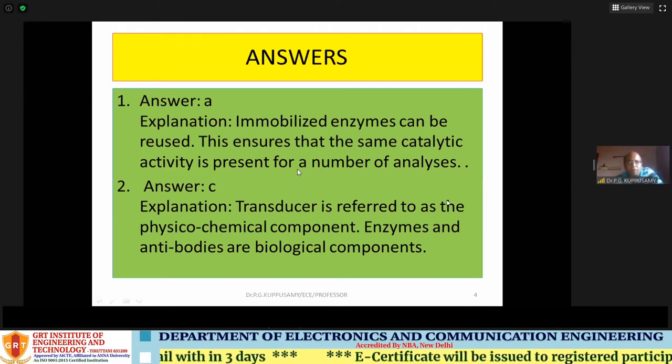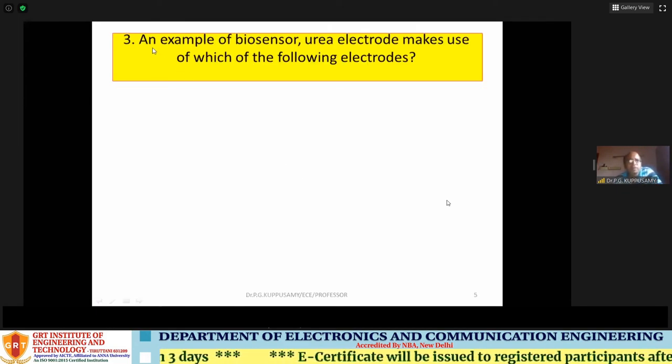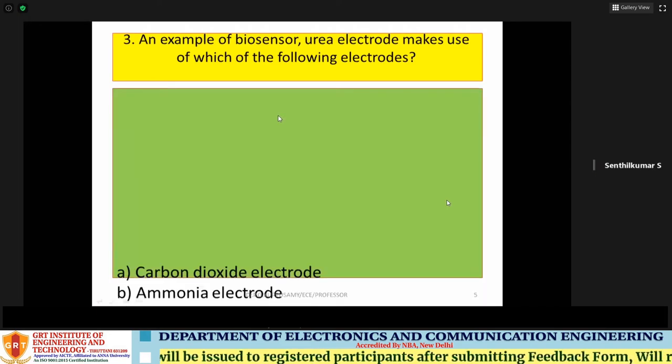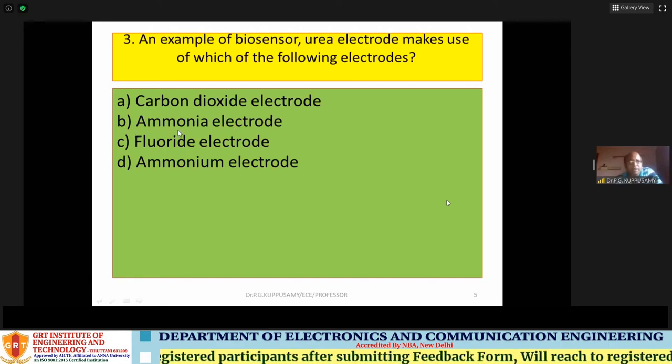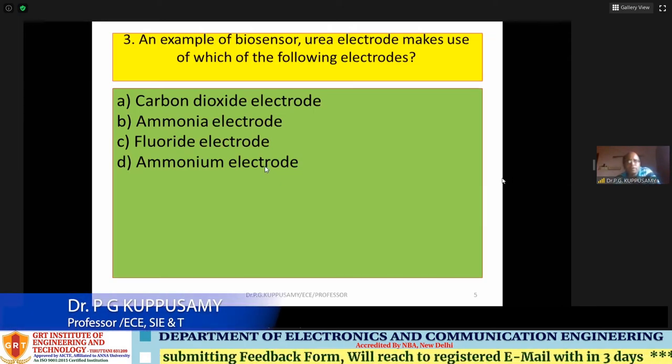Now I'm going to take the third question. The third question is an example of a biosensor. The urea electrode makes use of which of the following electrodes? A. Carbon dioxide electrode. B. Ammonia electrode. C. Fluoride electrode. D. Ammonium electrode. This is the question for the third one.